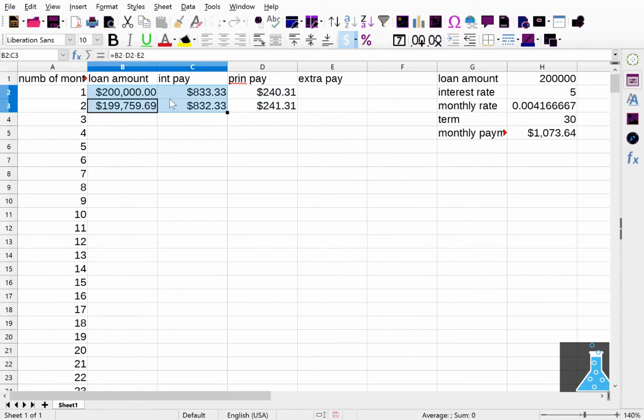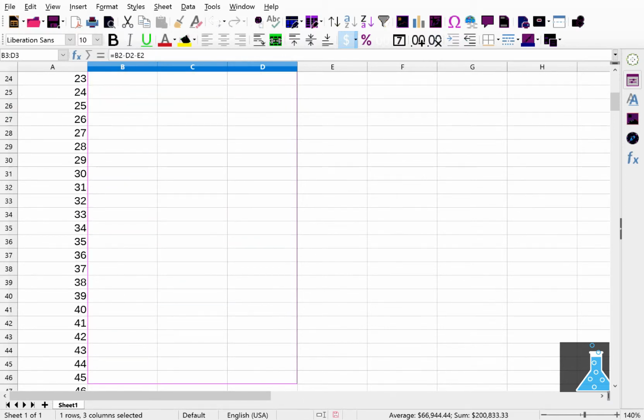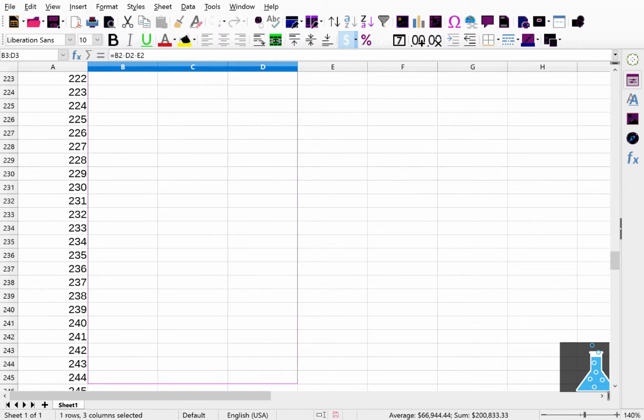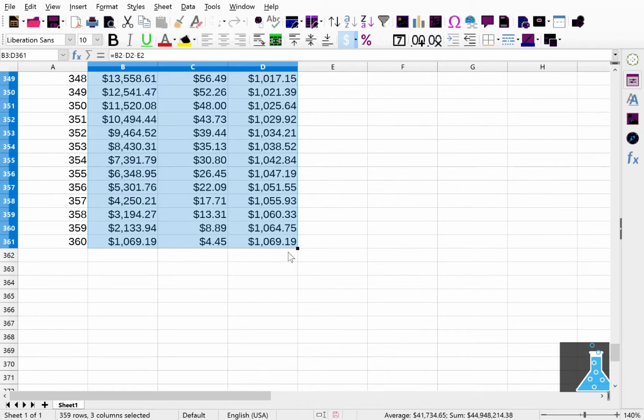So what I'm going to do is select all the way across here, and drag this down to 360. Okay, and if I drag this one more, I get to 0. So we've shown that the way I've set up this program, it will calculate appropriately, and it shows that the mortgage will be paid off when we expect.